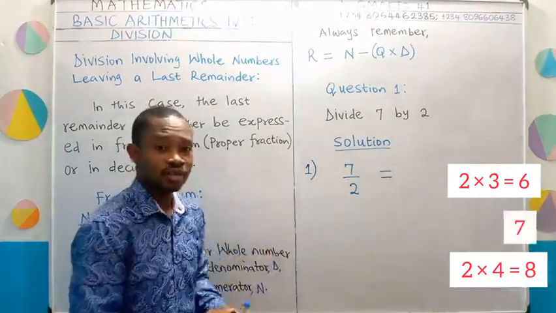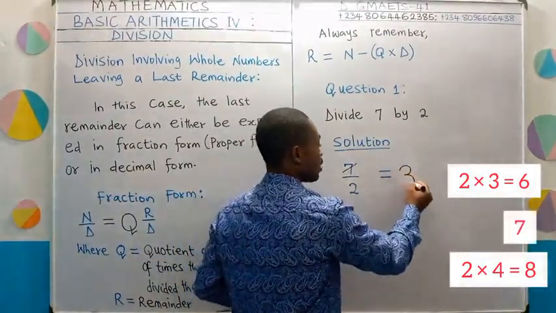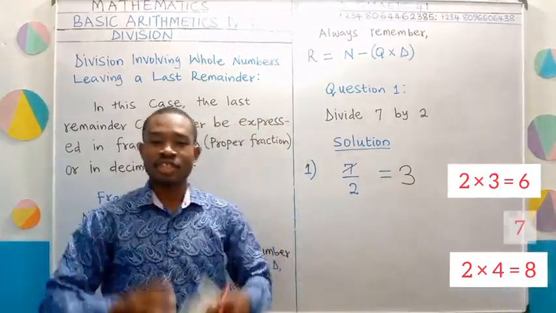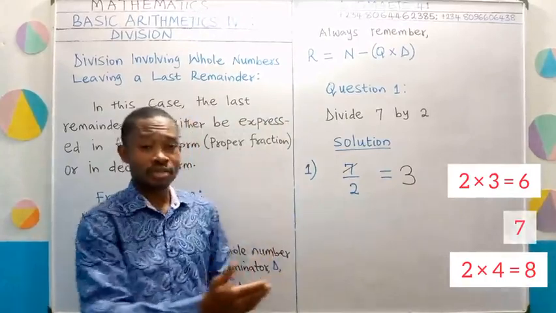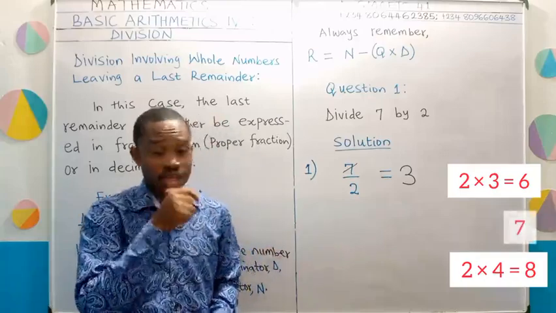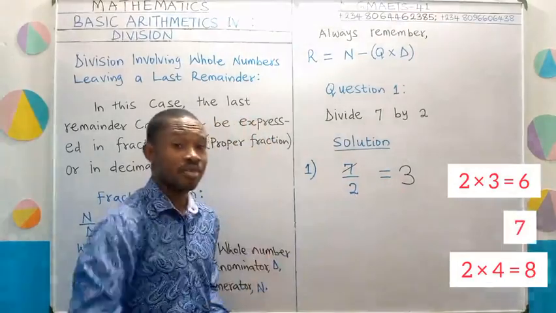So 7 divided by 2 will be 3 whole times. Let me write it. Are you following, right? Now, it is not exact division, because from the 2 times table, you won't see 7 there. You can't multiply 2 by any number to get 7. It means that 7 divided by 2, which is 3 whole times, will give us a remainder.